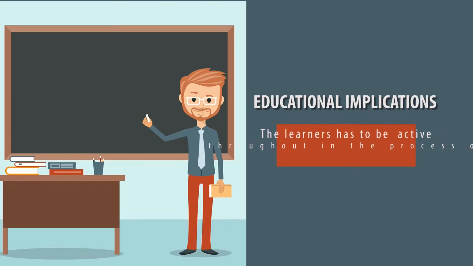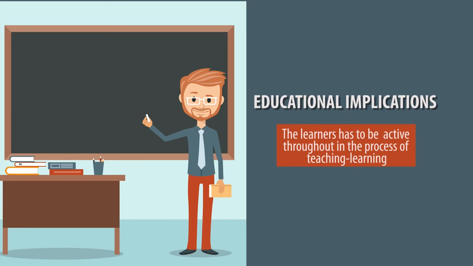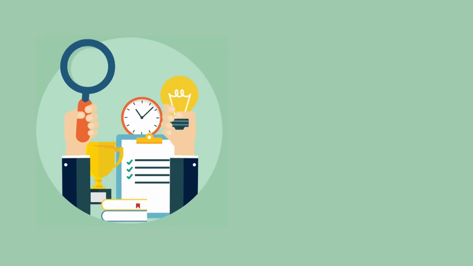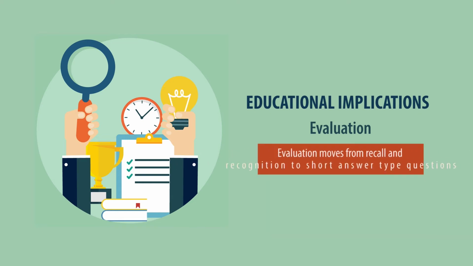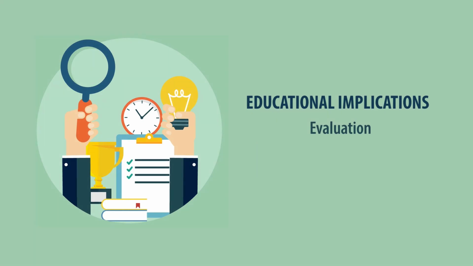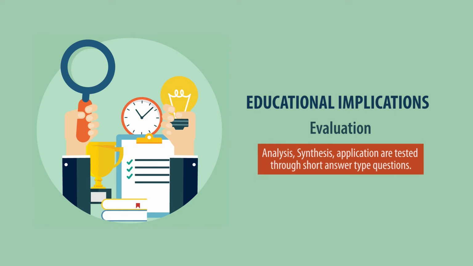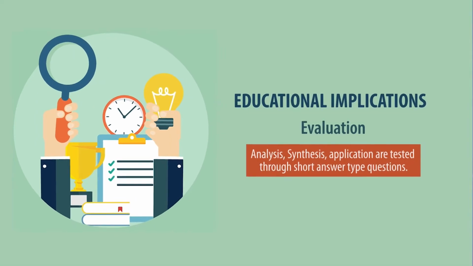As far as the role of students is concerned, here the learners are active throughout the process of teaching and learning. They depend upon the teacher in the beginning, but gradually become self-dependent. And here evaluation moves from recall and recognition to short answer type questions. Most of the time, analysis, synthesis, and application are tested through short answer type questions.